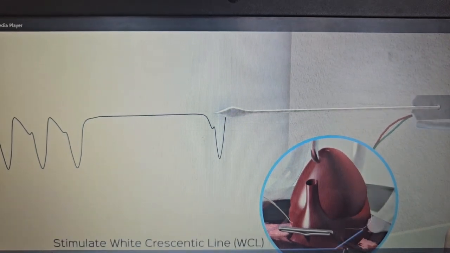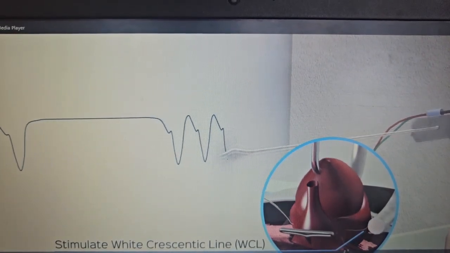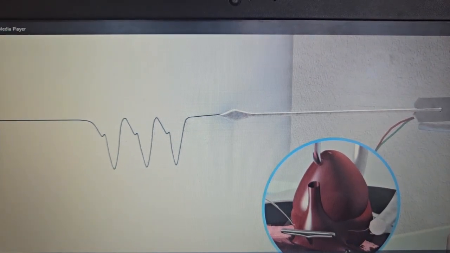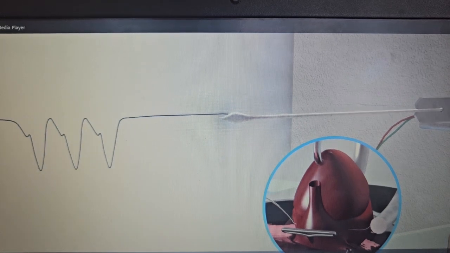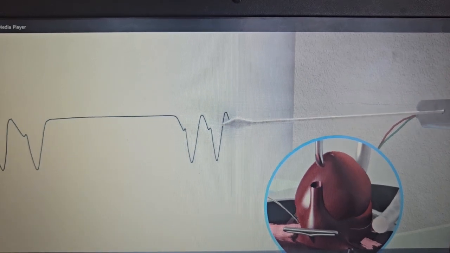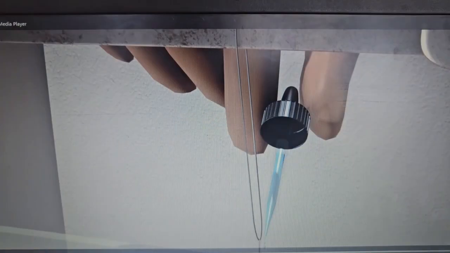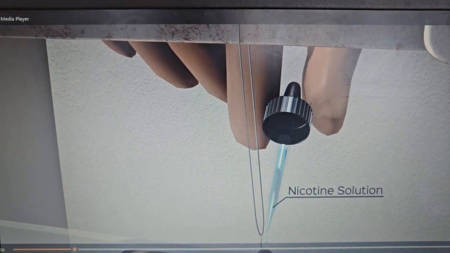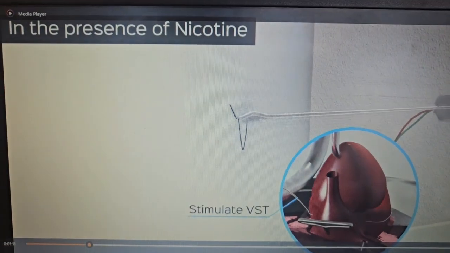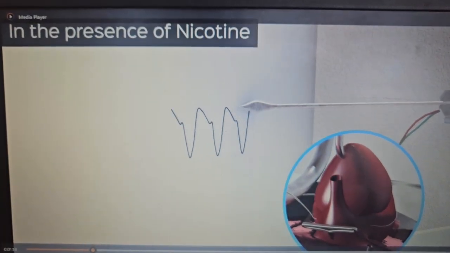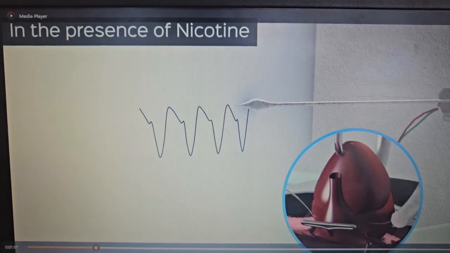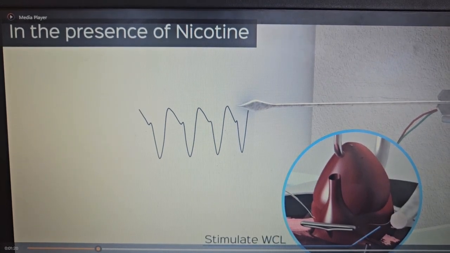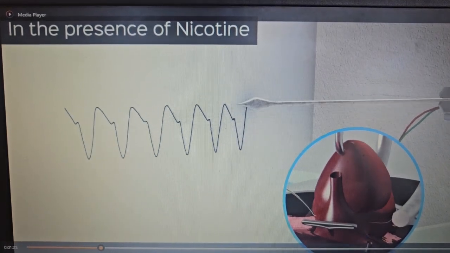Now we stimulate the white concentric line which is present between the atria and the ventricle of the frog. We record the resultant graph. Now we stop the stimulation and allow the heart to return to the normal cardiac rhythm. Then we apply nicotine solution to the heart. Again we stimulate the vagosympathetic trunk and observe the resultant graph. Then we stimulate the white concentric line and observe any change in the graph.